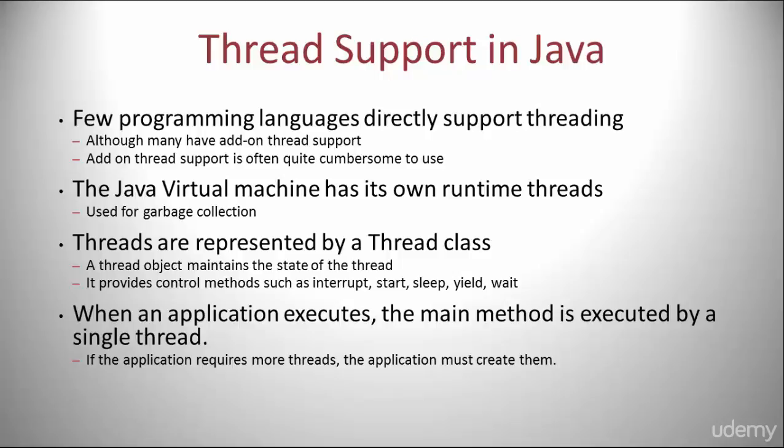A thread object maintains the state of the thread. It provides control methods such as interrupt, start, sleep, yield, and wait. When an application executes, the main method is executed by a single thread. If the application requires more threads, the application must create them.